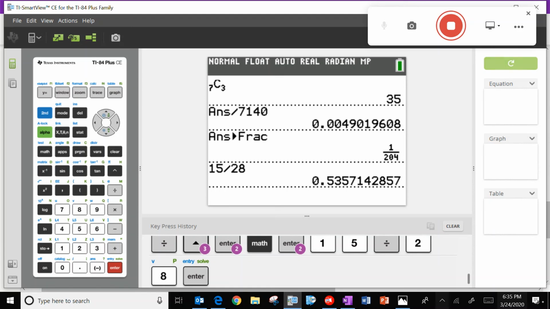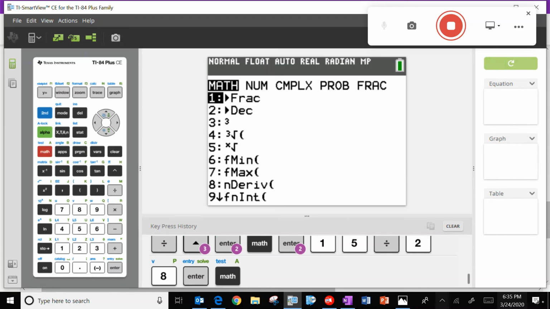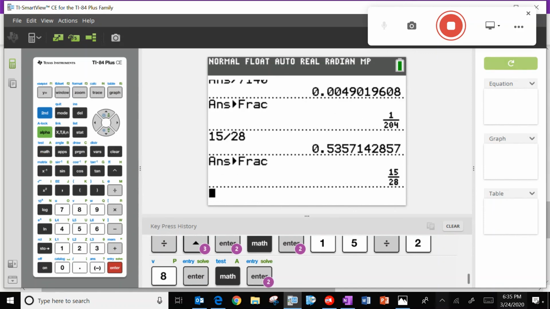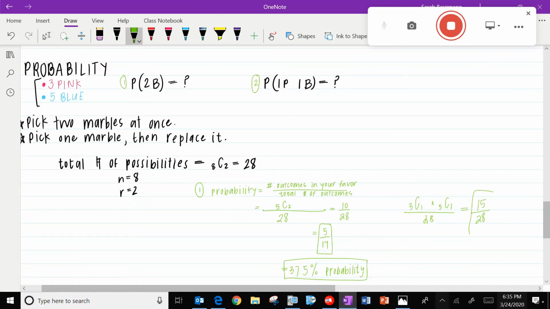That gives you 0.535, which is 53.6% probability of choosing one pink and one blue.